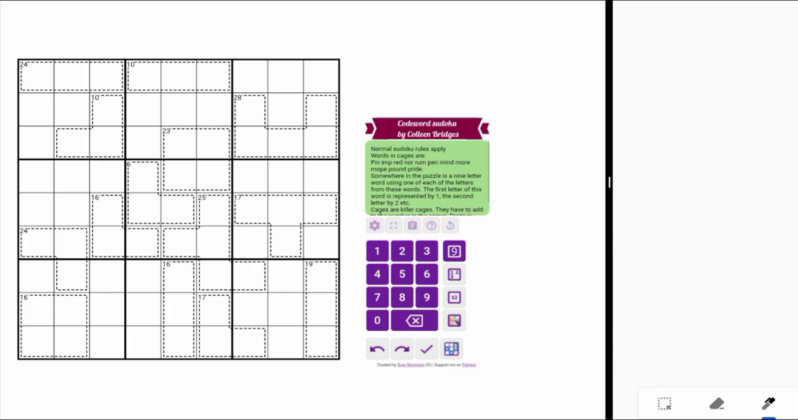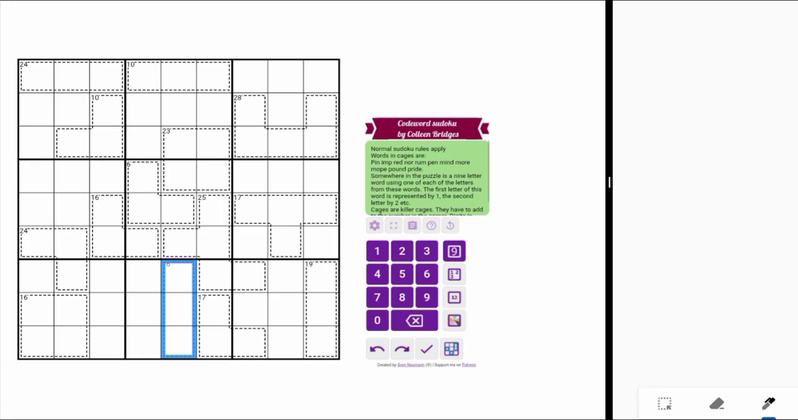There's a code word somewhere in this puzzle, which is represented by the numbers 1 to 9. So we have to have 1, 2, 3, 4, 5, 6, 7, 8, 9 somewhere in this puzzle. It could go up there, down there, across there, any direction. But the numbers have to be in order to make that word. Okay. So next, these numbers that go into these cages are represented by the words.